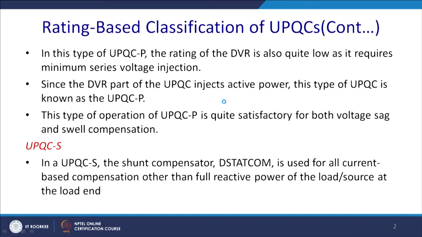Today we'll continue our discussions with UPQC. This will be our second lecture on UPQC, based on the UPQC classification. So where we have left, let us continue with that. We were discussing different kinds of topology, CSI or VSI, and also whether the shunt type compensation is connected on the right hand or the left hand.